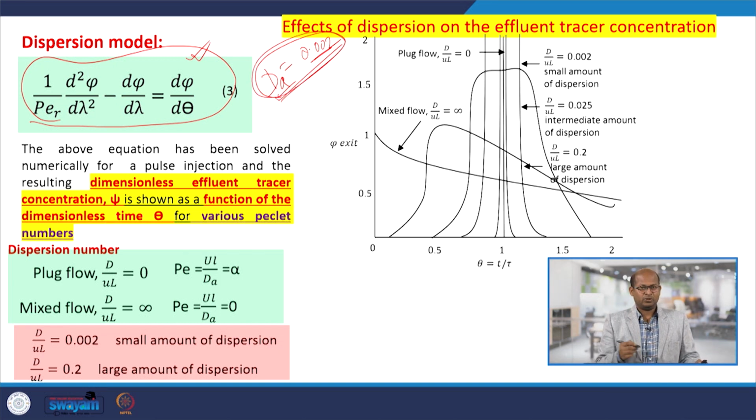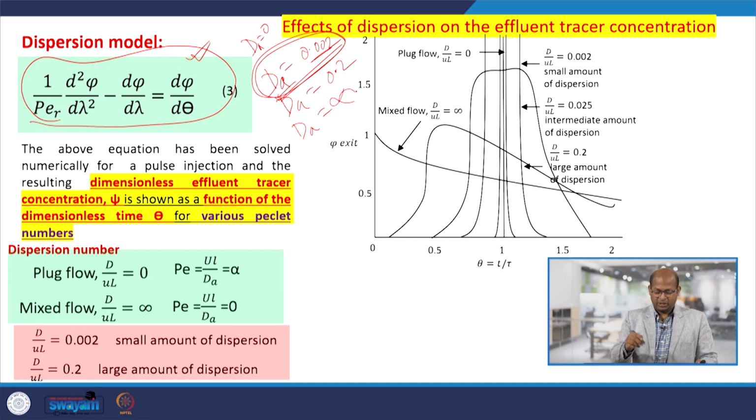So dA is very low. What does dA actually signify? dA may be very large, maybe 0.2, dA may be 0, or dA may be infinite. Any number it may be. If it is 0, there is no dispersion; if dA has some value, it means there is dispersion.